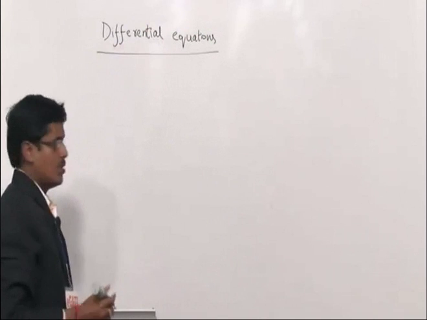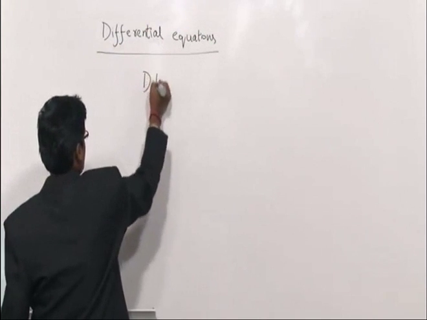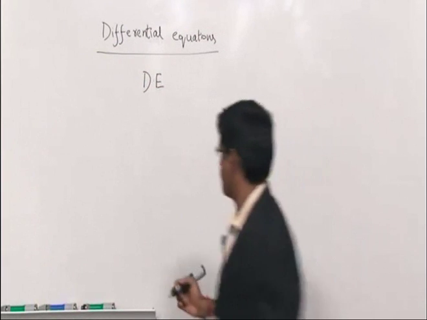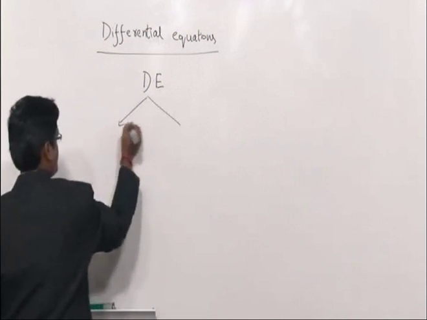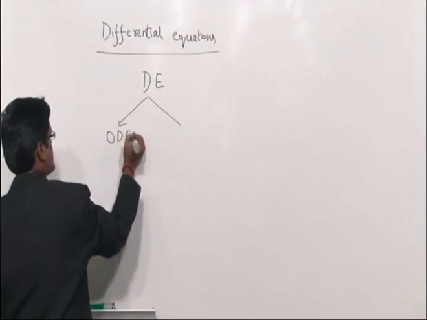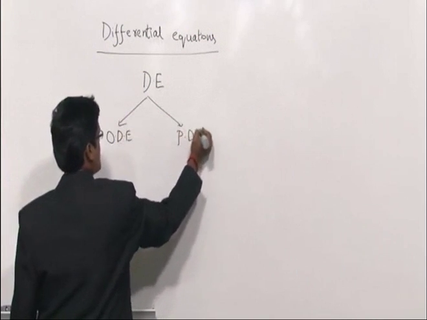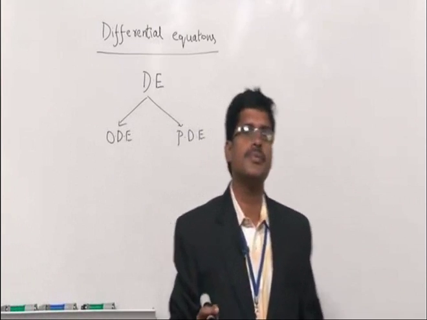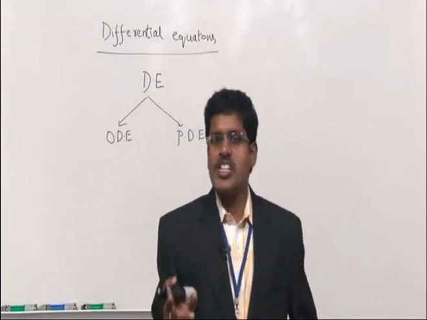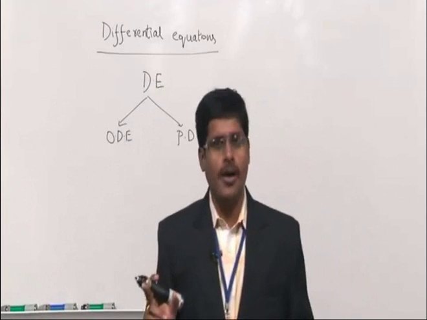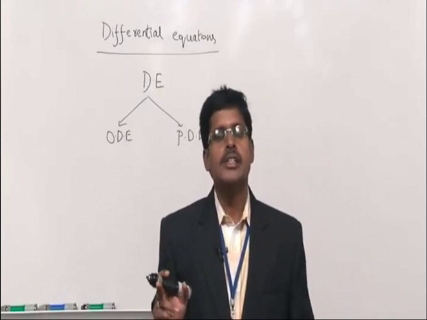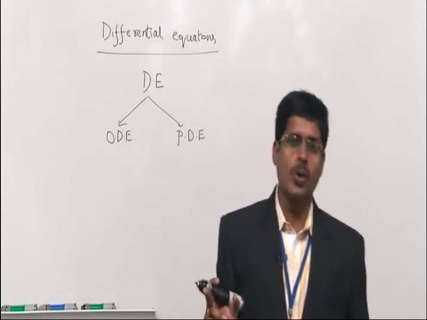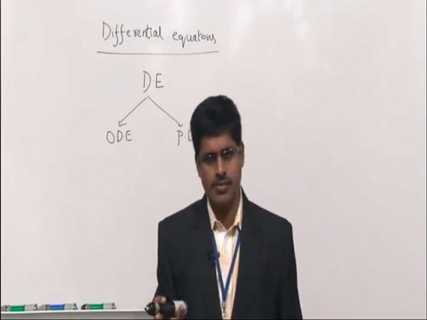Okay. So in short, it is given in the form DE, that is, the full form is differential equation. It is of two types: ordinary differential equations and partial differential equations. That is, a differential equation containing the derivatives with respect to one independent variable is called an ordinary differential equation. Similarly, a differential equation involving the derivatives with respect to more than one independent variable is called a partial differential equation.